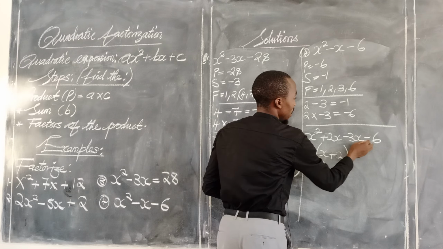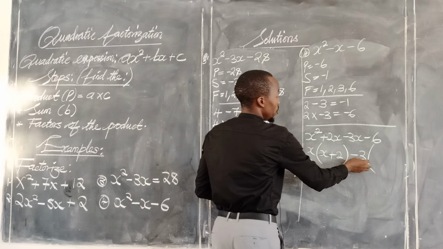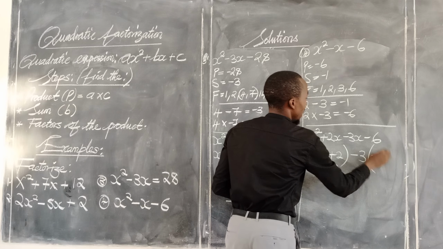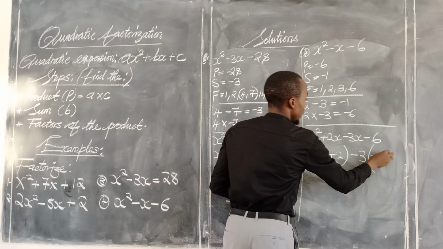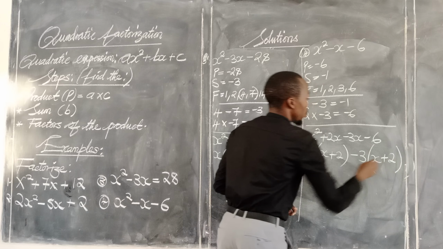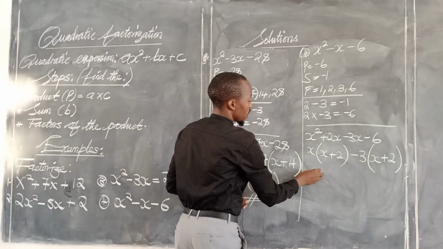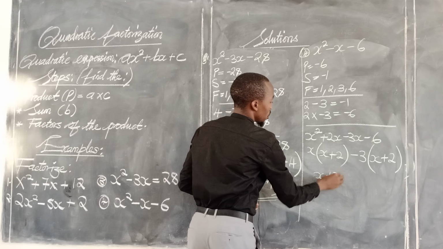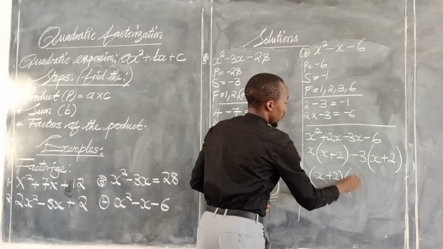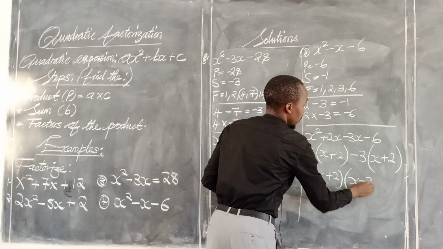What is common in 3x minus 6? It is 3. When you divide by 3, you remain with x. Negative into negative is positive, and 6 divided by 3 is 2. So we have the same thing in the brackets. We just pick x plus 2, open another bracket, and put what is outside: x minus 3.